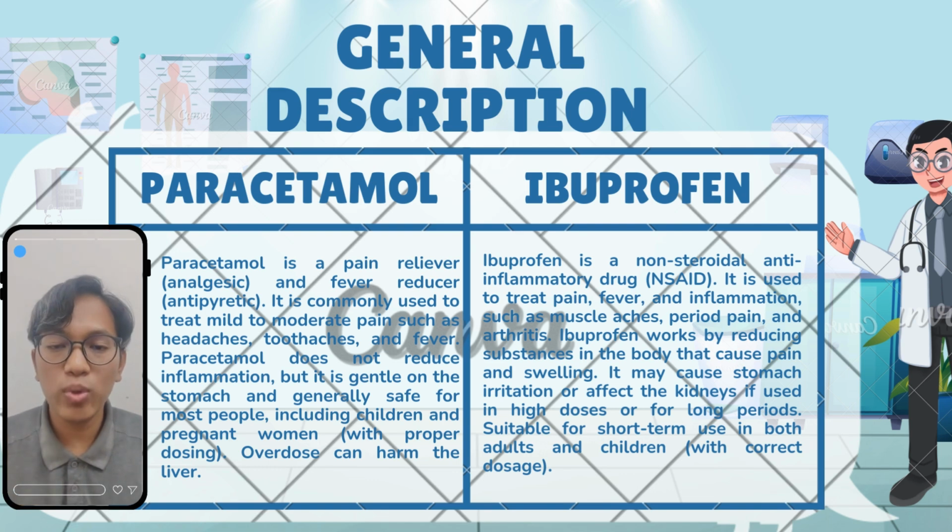Second, ibuprofen. Ibuprofen is a non-steroidal anti-inflammatory drug, NSAID. It is used to treat pain, fever, and inflammation such as muscle ache, period pain, and arthritis. Ibuprofen works by reducing substances in the body that cause pain and swelling.